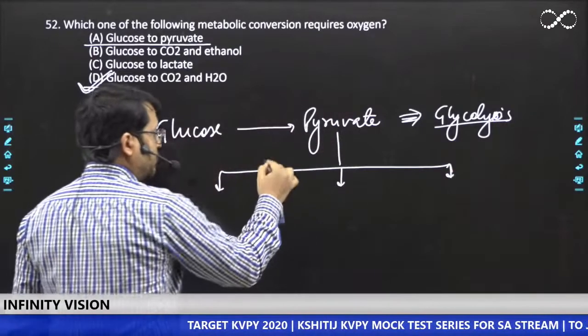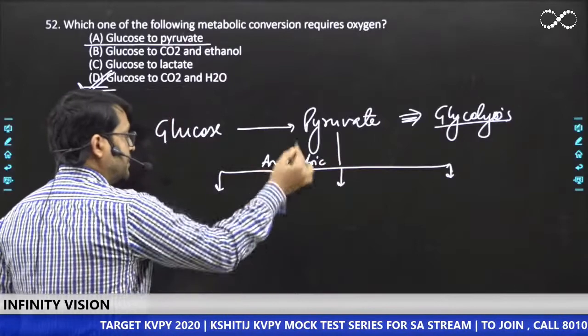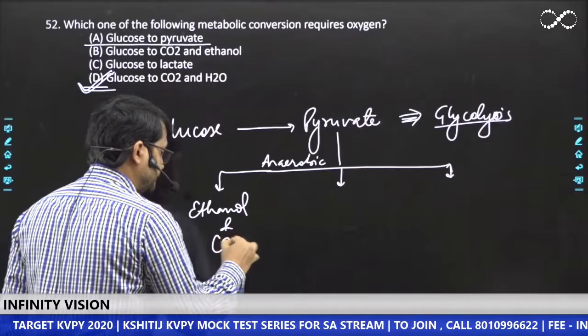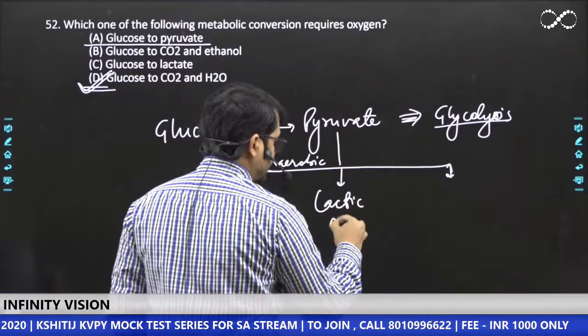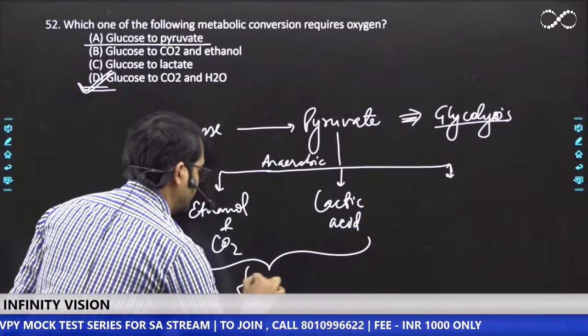If it is anaerobic, right, it can be changed into ethanol and CO2. This will be ethanolic fermentation, or it could be changed into lactic acid. This is lactic acid fermentation. Okay, ये दोनों क्या है?